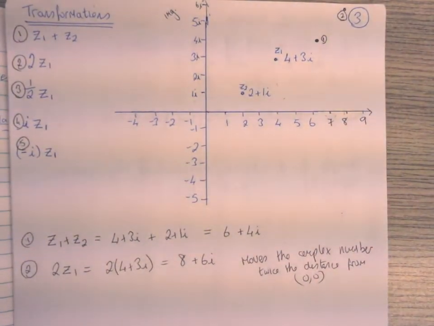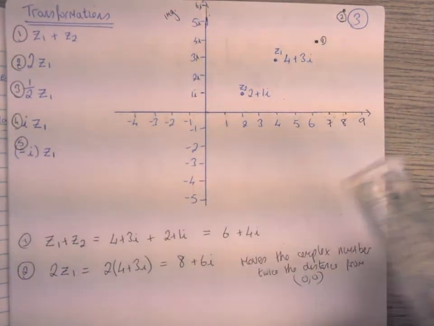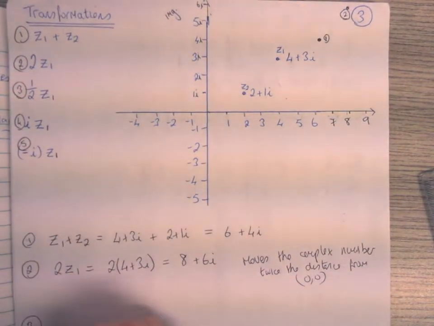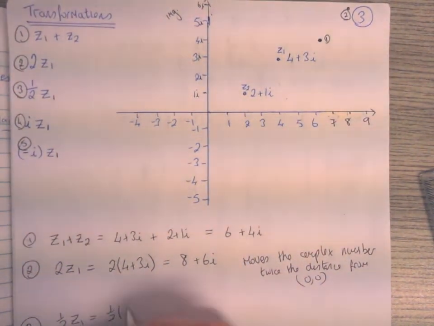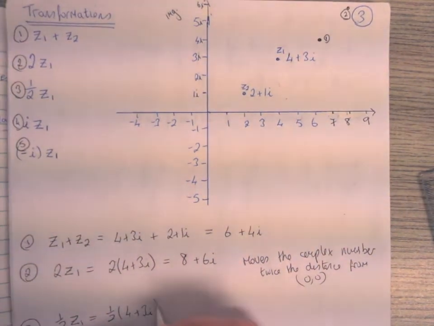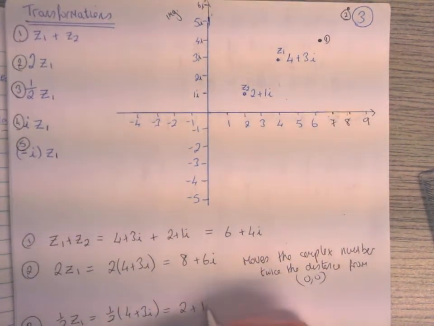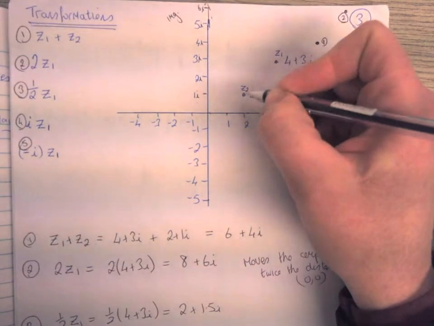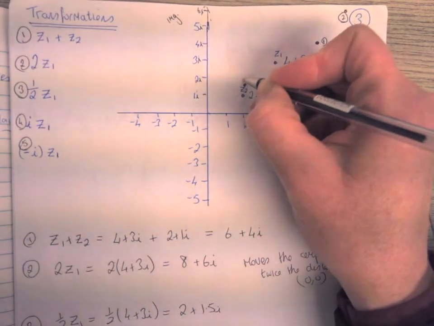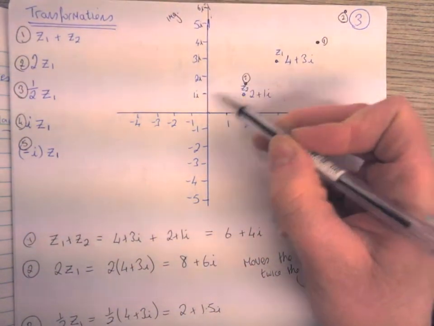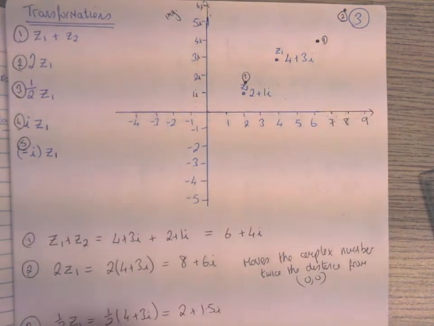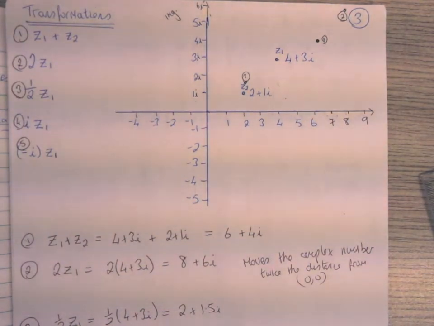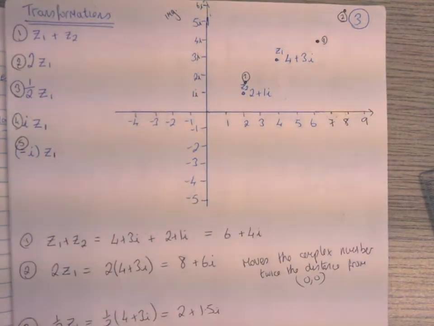So let's just do it numerically. A half Z1 is 2 plus 1.5i. So 2, 1.5i is here. From there to there is half the distance from there to there.